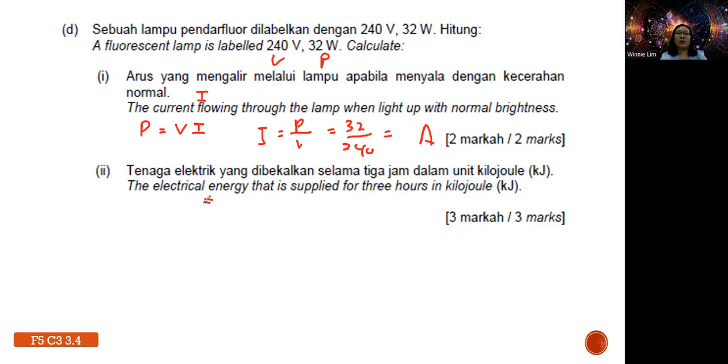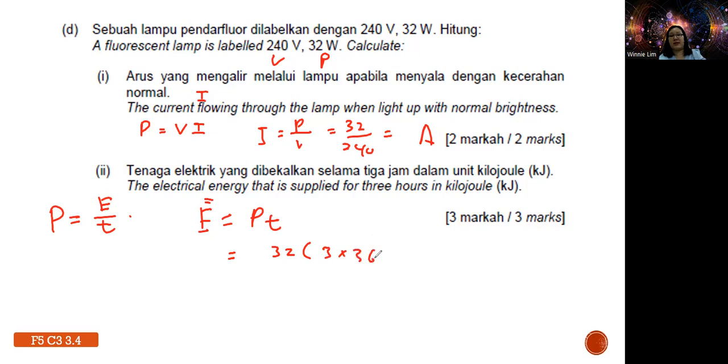Then next, electrical energy that is supplied for 3 hours. Okay, there are a few formulas for electrical energy, but the most common one you get from the formula for power. Power is the rate of energy dissipated. So you have E equals PT, where you have this energy consumption idea. The higher the power, the more energy you use. The higher the time, same thing, you use up more energy. So you just need to use 32 times the time, 3 hours in seconds first. Then you will have the answer in joule.